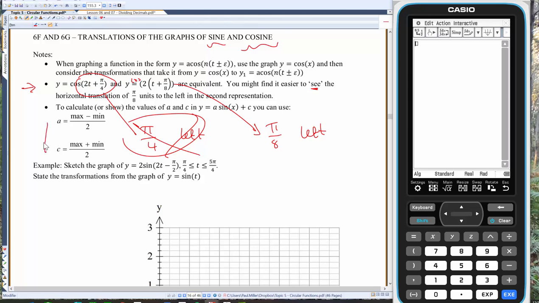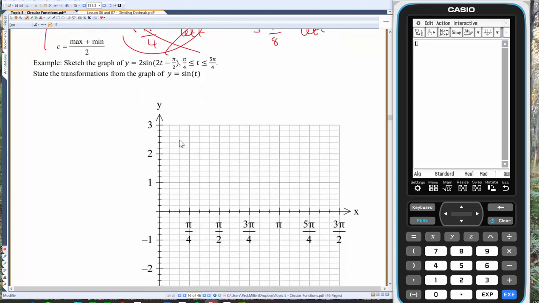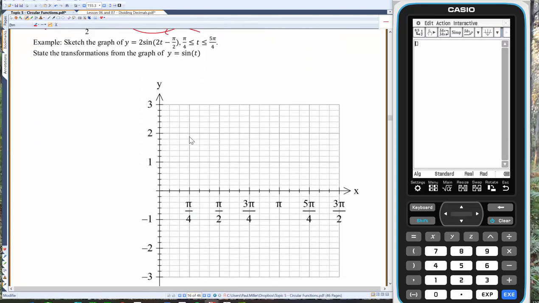Okay, now there's a couple of other things that you can use here to work out the A value and the C value. You can use these formulas here. Generally speaking, I don't need them. You can do them by sight, and we'll talk about them in a sec. So here's our first one here. What we're going to do is sketch this function.